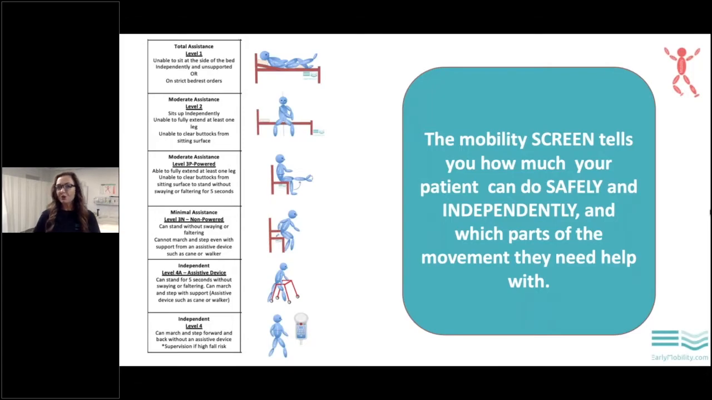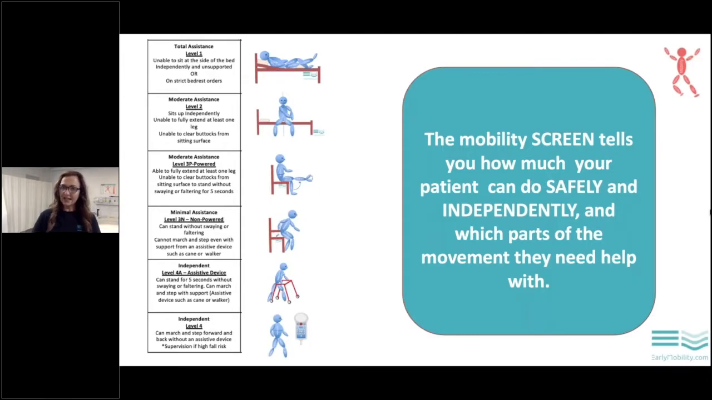In this module, you will learn how to screen your patient to determine how much they can safely and independently do by themselves and which part of the movement they need help with, regardless of whether your patient is needing help getting in and out of a wheelchair in an outpatient clinic, or on and off of an exam table, or an MRI table, or an X-ray table, or whether they need to go to the bathroom and you are the one there to give them help.